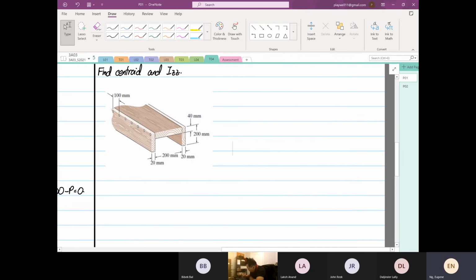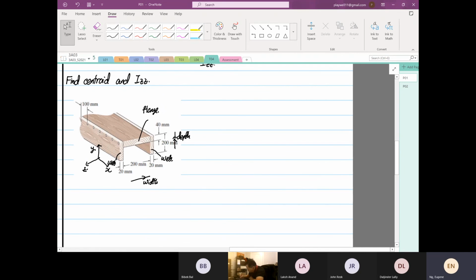So we are going to find... So this is our z direction, right? X and Y. So this direction will be the width, and this direction over here will be our depth. Okay. So I'm going to call this our flange, and I'm going to call this our web. Okay, web. Right. So I'm going to do our section again.